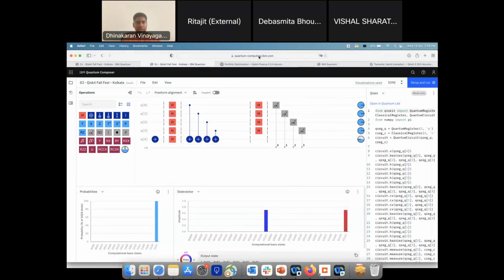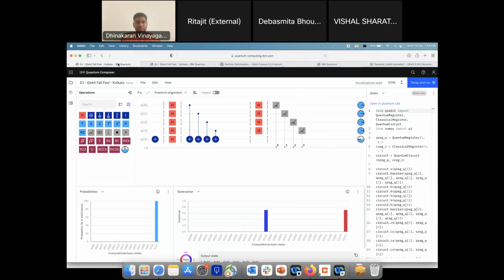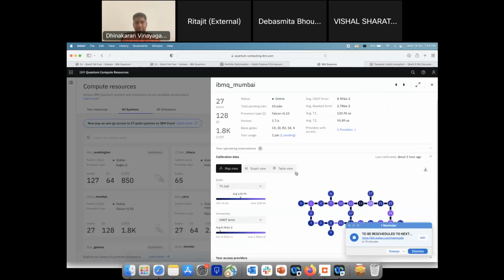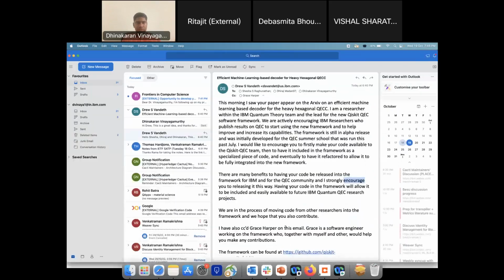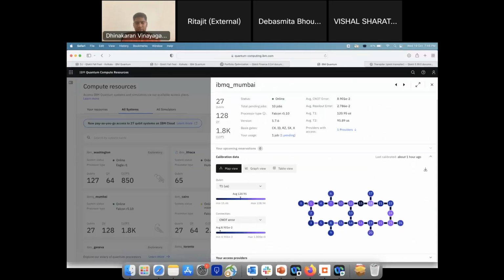Yeah. So CX error essentially gives you the, let's say we have a 2-qubit gate between 0 and 1, right? CX error sort of quantifies the extent of noise that you can expect when you do a CX operation between them, informally speaking. So that's the CX error.